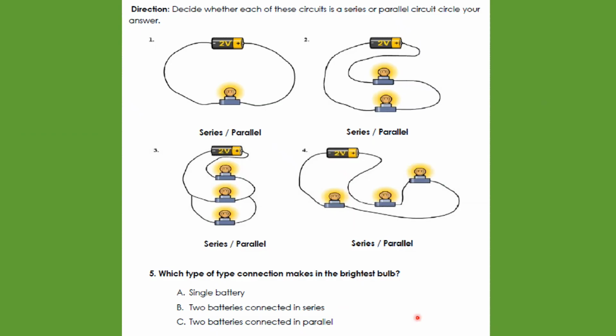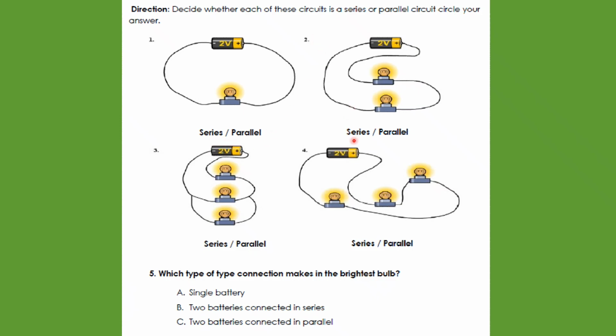So this is your worksheet for today. I will read you the directions: you have to decide whether each of the circuits is a series or a parallel circuit, and then circle your answer. If you still remember, series is only one path of wire, but in parallel, there is another wire connected to another light bulb. So I want you to circle for number one: is it a series or a parallel circuit?